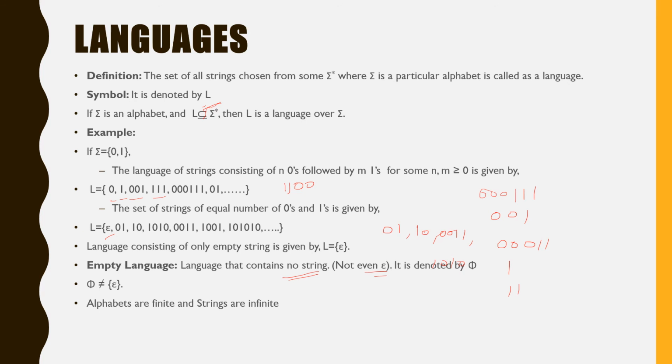And alphabets are finite and strings are infinite, which means in the binary alphabet 0 and 1, it is finite. It has only two symbols. But the strings that can be formed by this binary alphabet are infinite. You can form any number of strings with the help of these two symbols. So in general, alphabets are finite and strings are infinite.